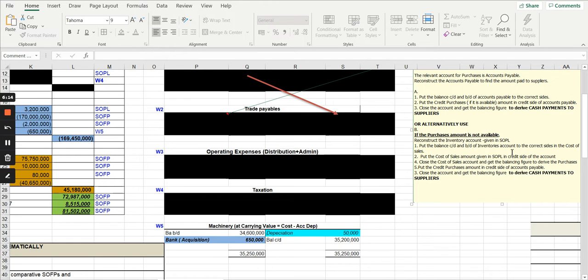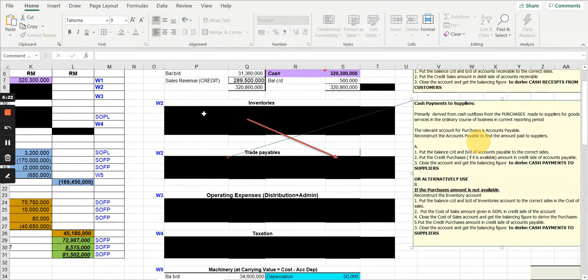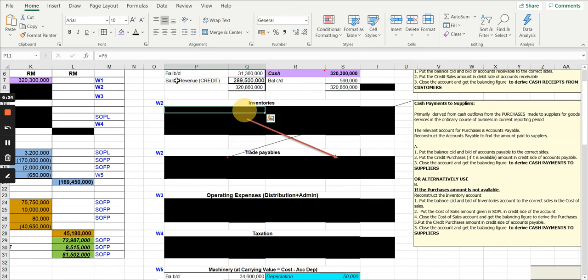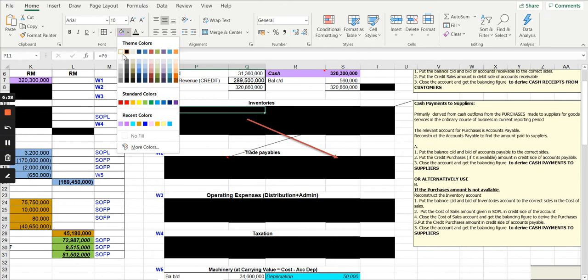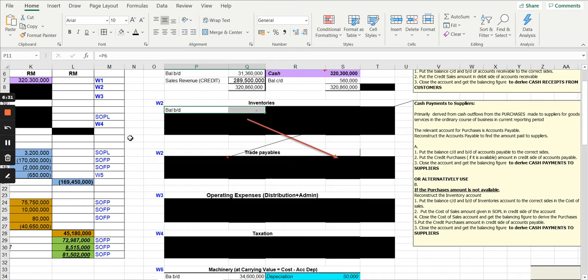So I have reconstructed the inventory account. And if you can see here, this is my inventory account. First, I put the balance on the debit side, which relates to the balance at the beginning. There is no balance to start with in this question. There is no balance of the inventory.